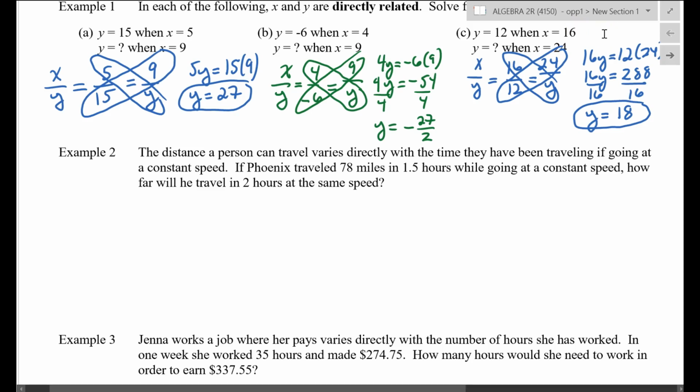If Phoenix travels 78 miles in 1.5 hours, that's a comparison, right? Miles to time. And what did Phoenix do? He traveled 78 miles in, oh, guys, one thing. And I'm sorry that I did this. I got to fix this. Miles to hours. Why did I just change that?